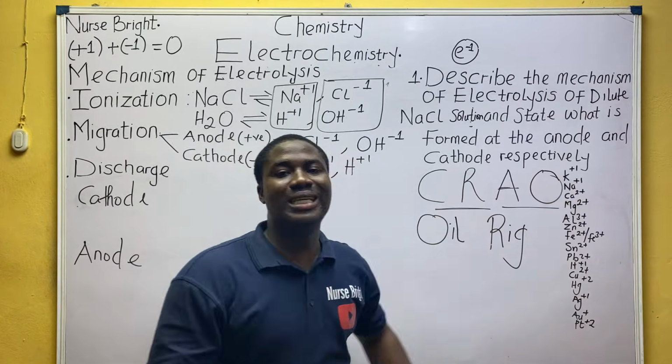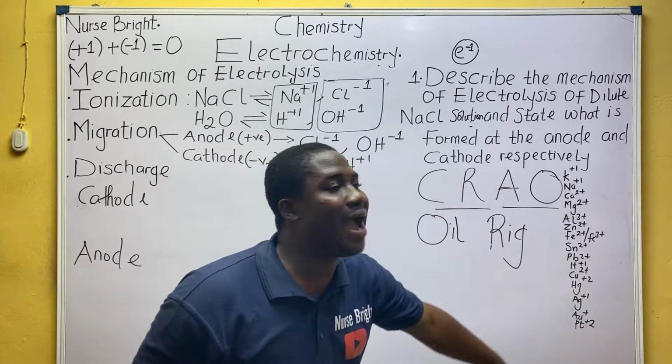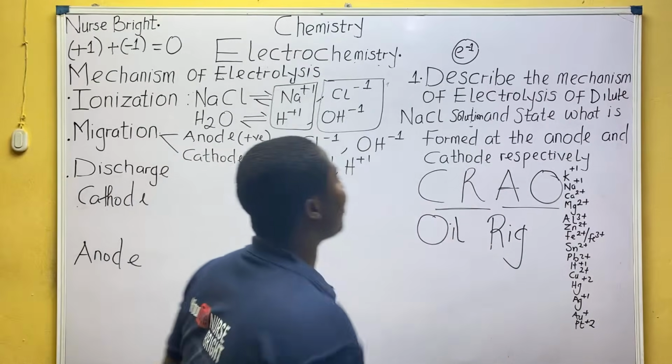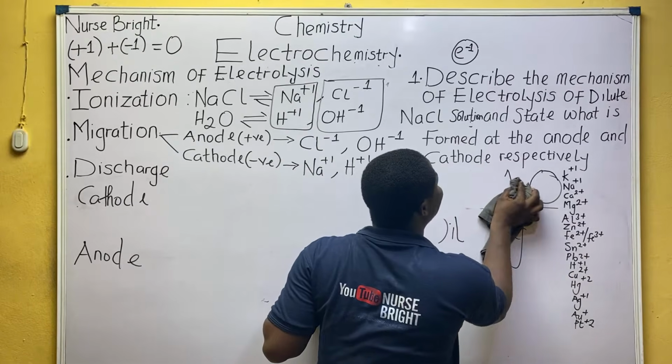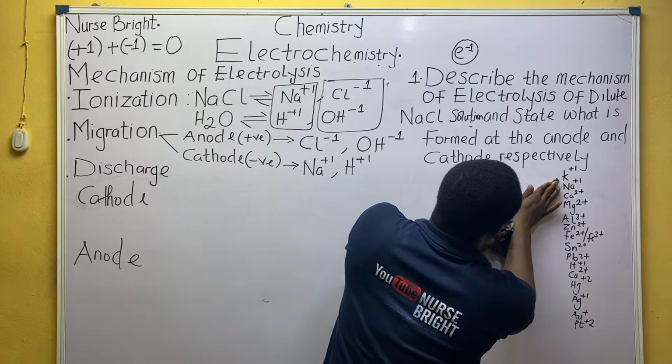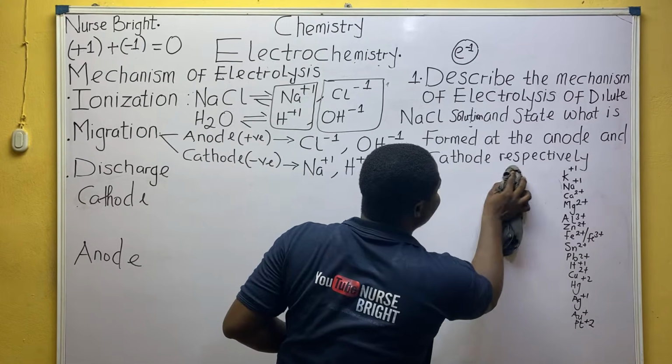All these are the electrochemical series for metals. Why? Because they are all positively charged. So I'm going to go to the board, so I can write the electrochemical series for non-metals. The electrochemical series for those ones that are negatively charged.